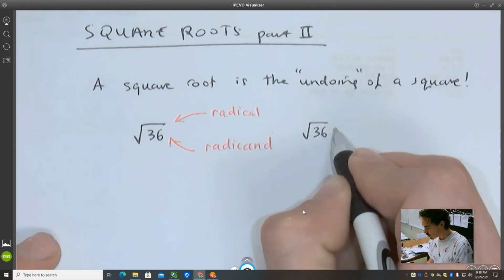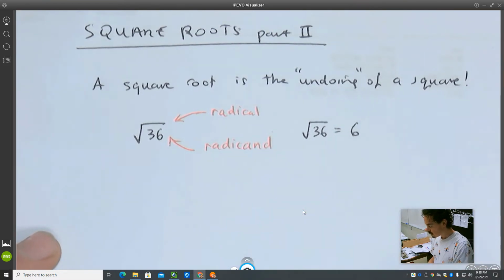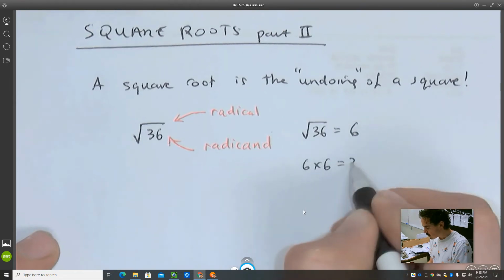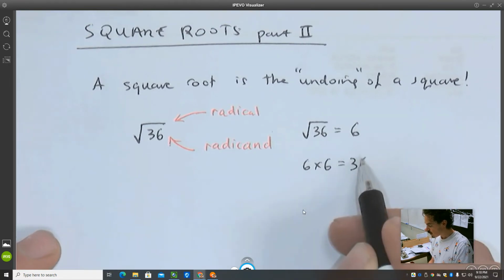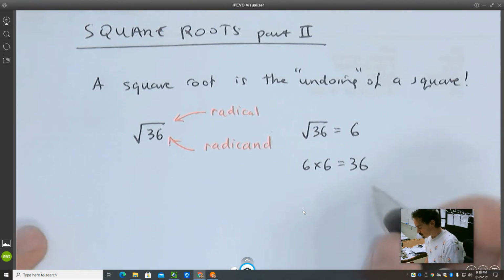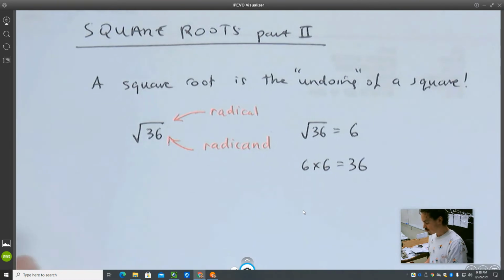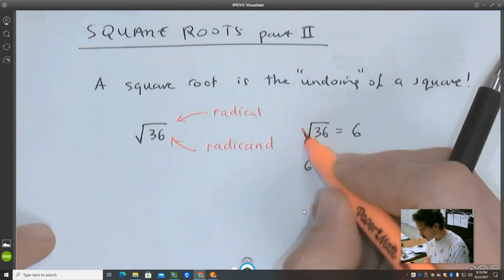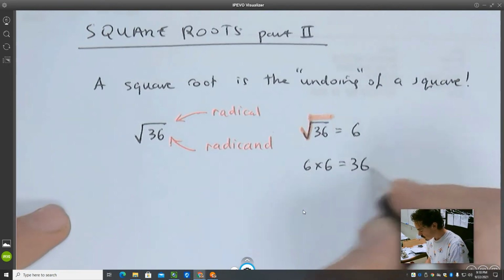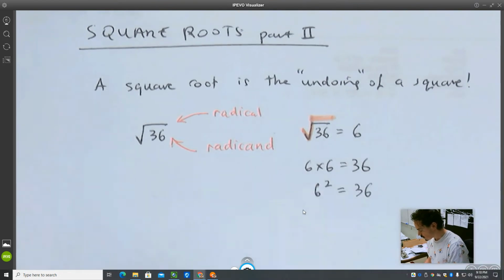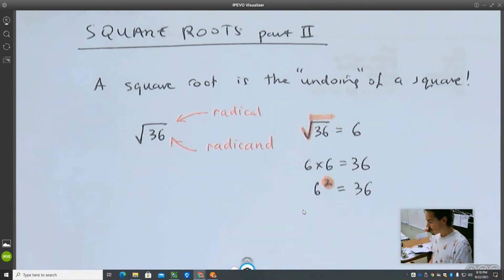What this means is we think: what two numbers multiply together to get 36? So if I rewrite it over here, the square root of 36 is 6. In other words, we're undoing this square, meaning 6 times 6 is 36. We're undoing that square by doing a square root to get 6. So we're doing another operation in order to undo that square. These are opposites. Another way to say that is 6 squared is 36. These operations, squared and square root, are opposites.